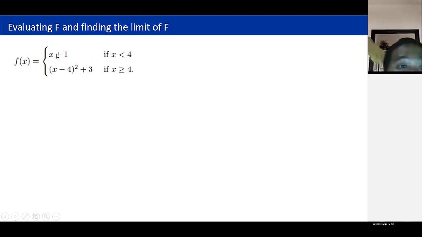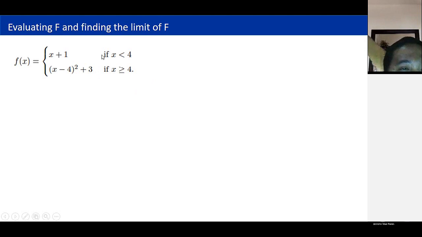So, therefore, the limit of f of x as x approaching to 4 from the left is 5. Why? Kasi papunta siya sa 5. Dito naman, if x is greater than or equal to 4, it means kung sa right ng 4, ang gagamitin natin ay this function. So, say for example, 4.111 or 4.001. Ang mangyayari, this is approaching to 0 kasi 0.0001 squared ay approaching to 0. Plus 3, that means plus 3. It means ang limit nito is 3, going to 3.